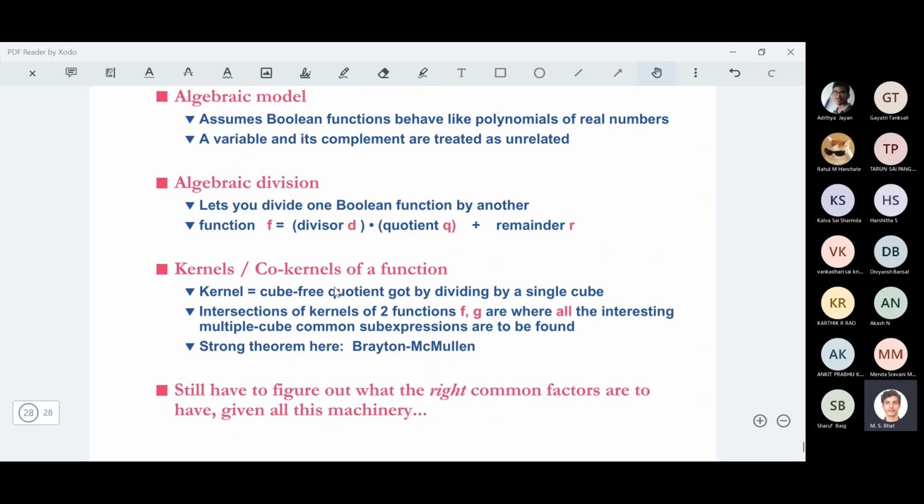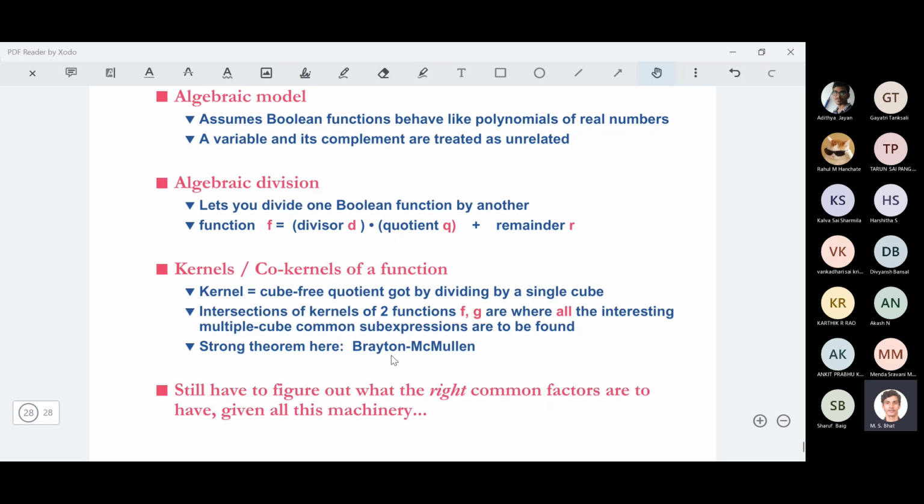Kernels and co-kernels of a function: a kernel is a cube-free quotient got by dividing by a single cube. Intersections of kernels of two functions f and g are where all the interesting multiple cube common sub-expressions are to be found. When you intersect kernels of two functions, and if you get multiple cubes in the intersection, then they become multiple cube divisors for those two functions.